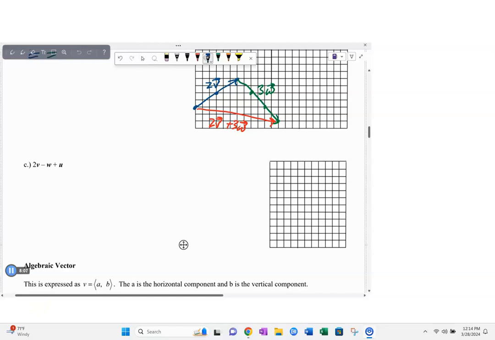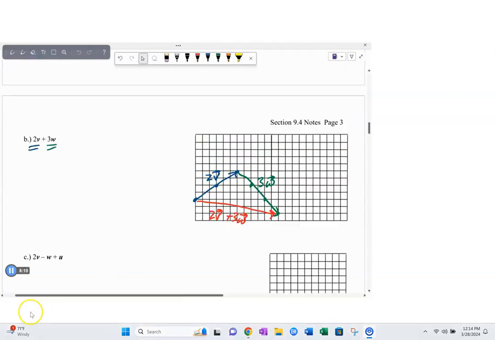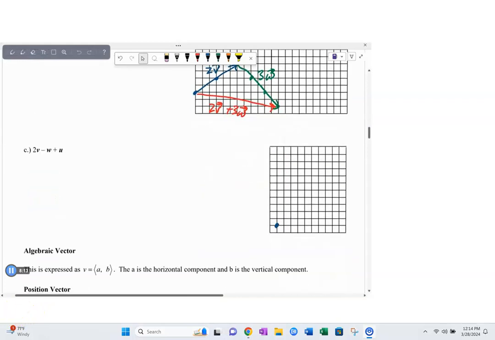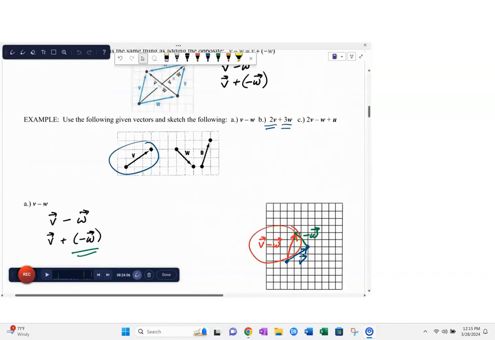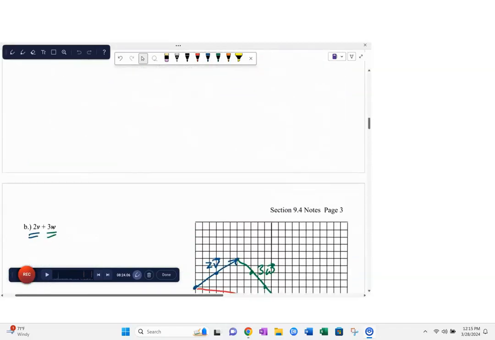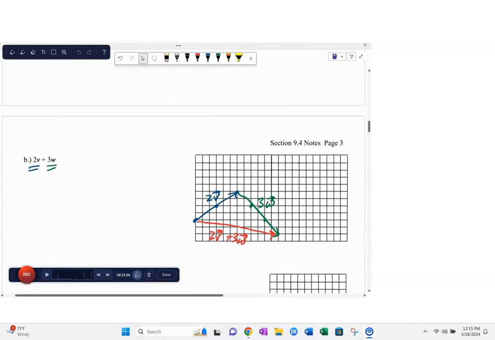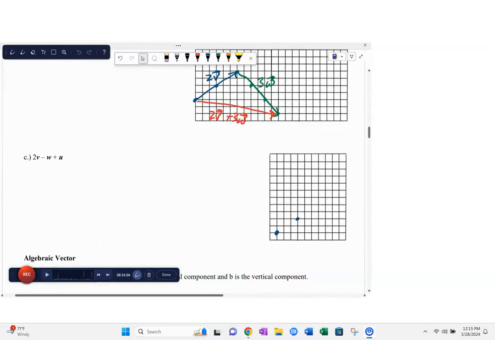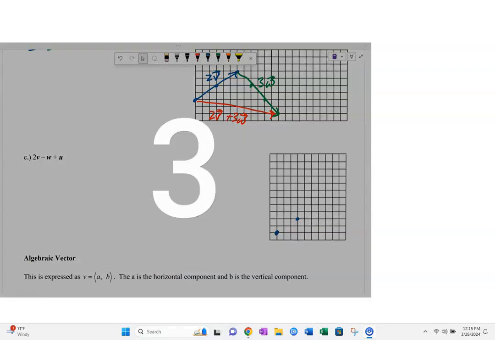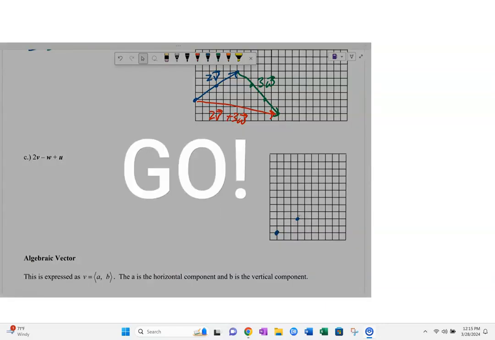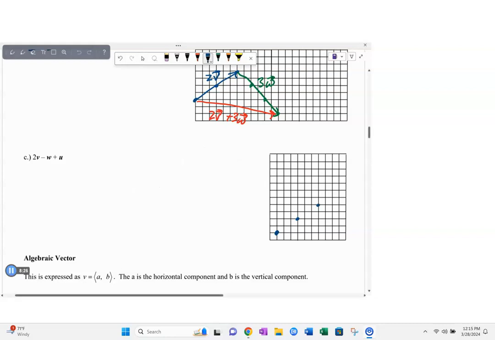Let me start about right here. 2v, so our v was up to right 3, so I'll double that. Up to right 3. Is that right? Yeah, up to right 3. Okay, so here's my 2v.